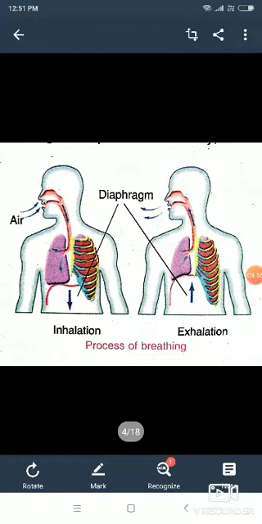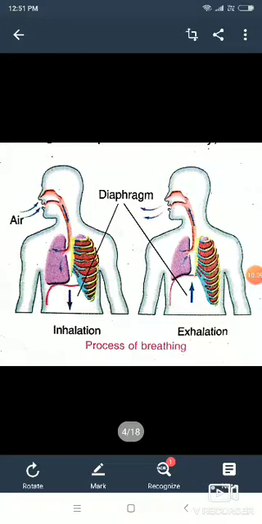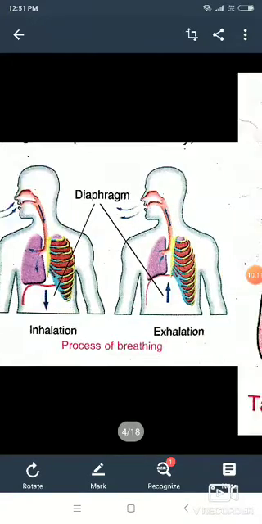Keep in mind, when the question will be draw a well labelled diagram of human breathing system, then you will draw this. Okay, not that. You will draw this human breathing system, and at the bottom of the diagram you will write human breathing system, and in this you will write the process of breathing. I hope this is clear to you.